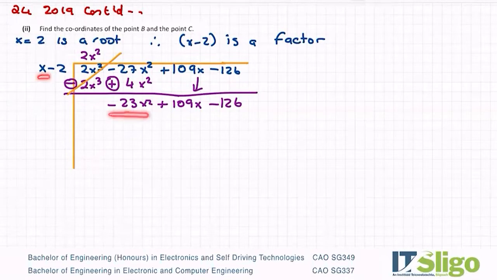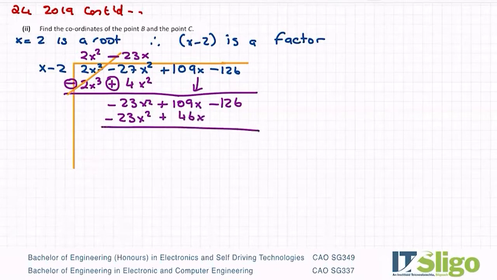X into minus 23x squared goes minus 23x times. Multiply that by what's on the outside, so minus 23 by x is minus 23x squared. Minus 23 by minus 2 is plus 46x. Put a line under it, change the sign, change the sign. They will cancel. Plus 109, so 109 minus 46 is 63x. Minus 126. Repeat the process.